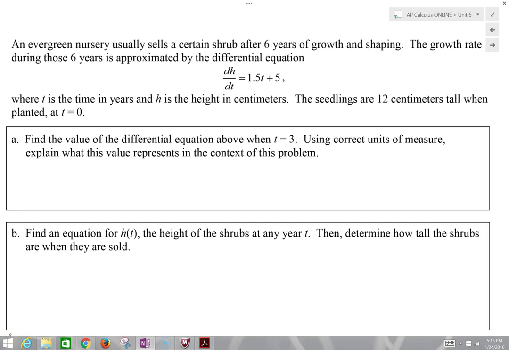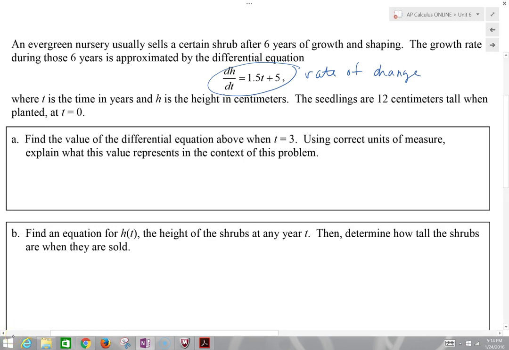Lovely word problems, everybody's favorite. On the next page, we're talking about an evergreen nursery selling a certain shrub after 6 years of growth and shaping. The growth rate during those 6 years is approximated by the differential equation dH/dt, which is equal to 1.5t plus 5. So this is our rate of change, given any time t between 0 and 6.